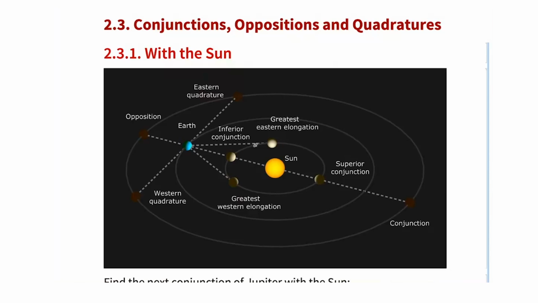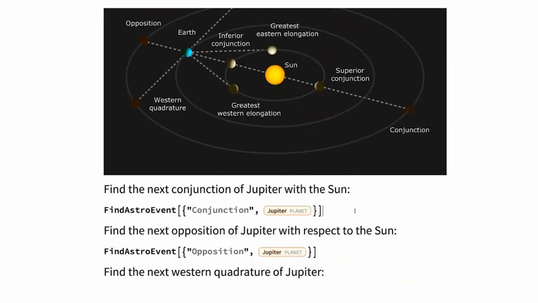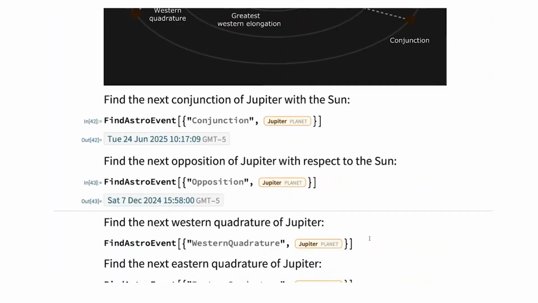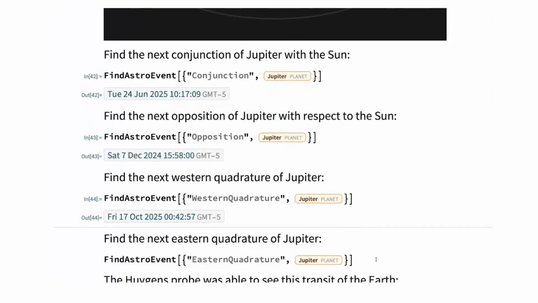If we are looking at an inner planet, like Venus, then we will have the inferior conjunction and the superior conjunction. There is never an opposition. And then we never have quadratures, but we have the greatest elongation in the east or in the west. Right? So these are the 4 here and 4 here events we are interested in. For example, that will be the next conjunction with Jupiter. That will be the next opposition, western quadrature, and eastern quadrature.